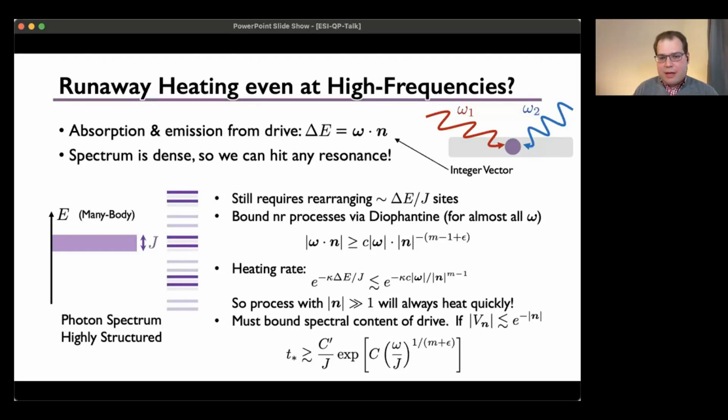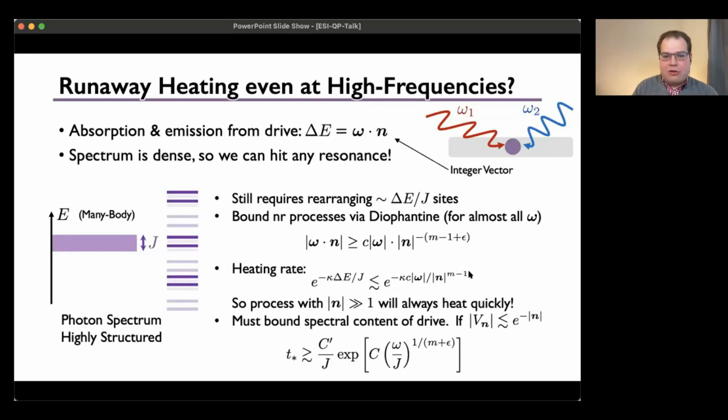So what you can see by looking at this is that if we have processes with a very large n, which corresponds to absorbing and emitting a very large number of photons, this 1 over n will go to 0, which means that our heating time essentially has no bound. And that corresponds to the fact that the system will heat extremely quickly. So in order to actually delay that onset of heating, we have to do something that we didn't have to do for Floquet, which is we have to make assumptions about the actual spectral content of our drive.